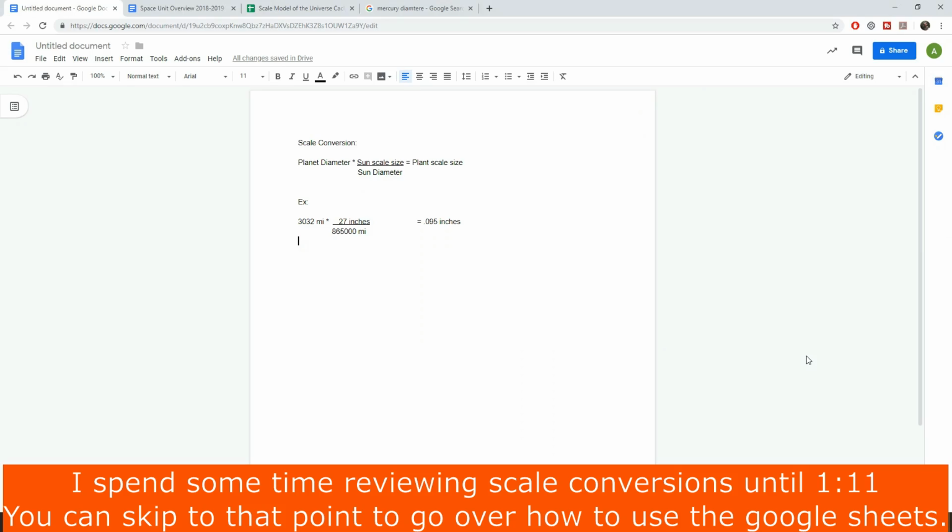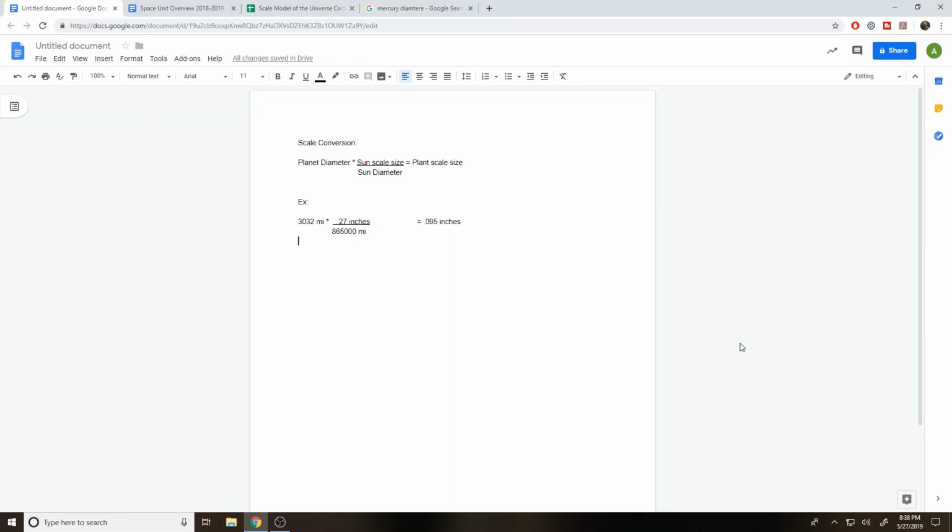Hey, so I want to go over scale conversions for when we're converting between the real world sizes of planets into a scale model that we'll be doing in class. Basically, we've already talked about scale conversions and canceling out units. So if you have some planet and its diameter, you need to multiply by a scale factor, which would be some diameter in the real world and that actual size on the scale.